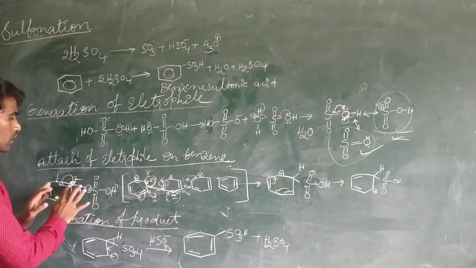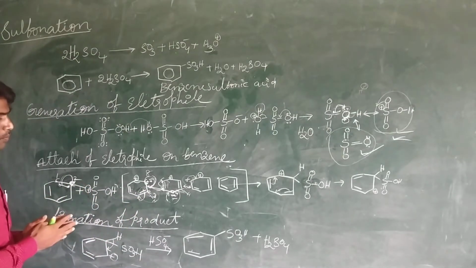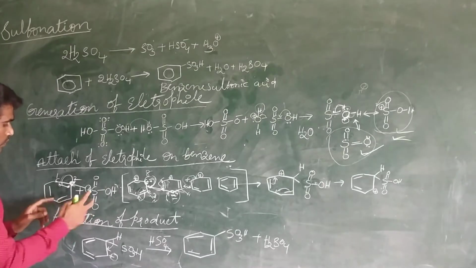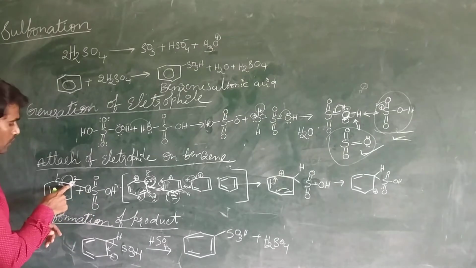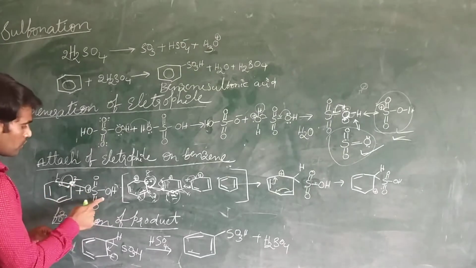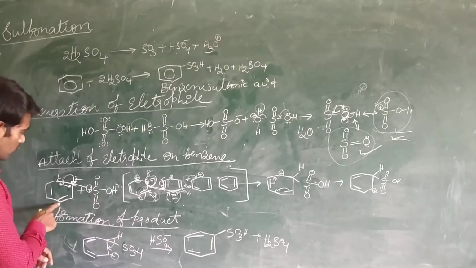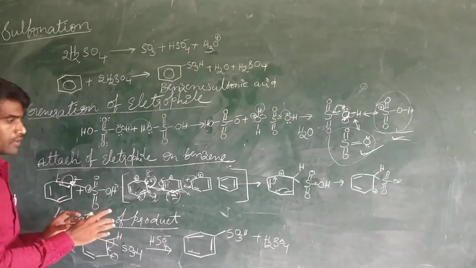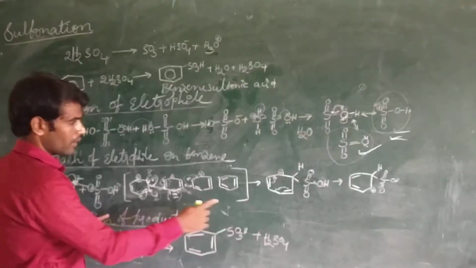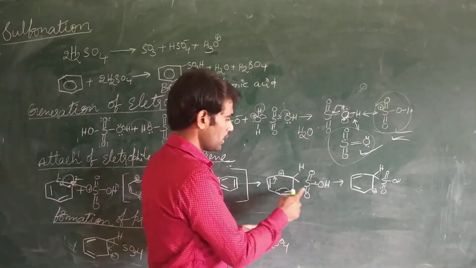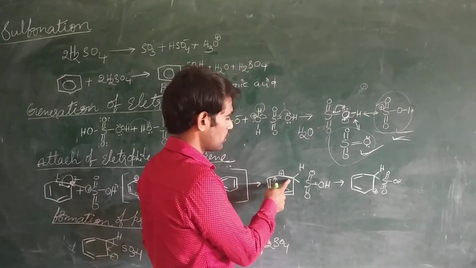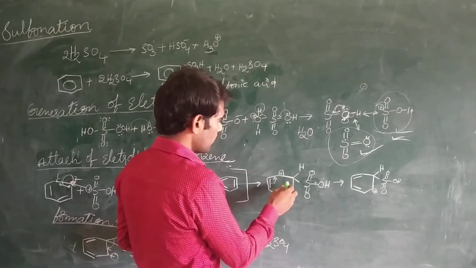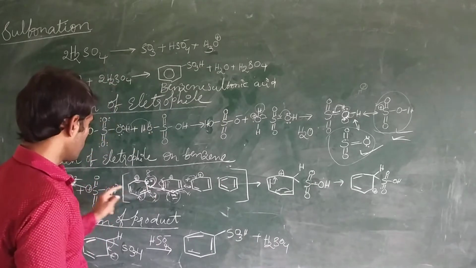So anyway, ortho and para sulfonic acids are produced. If SO3H attacks this position, ortho sulfonic acid is produced. If SO3H attaches to this position, para sulfonic acid is produced. So what happened here when SO3 attacks the ortho position? Now what happened here? Because, we know that is the positive charge.